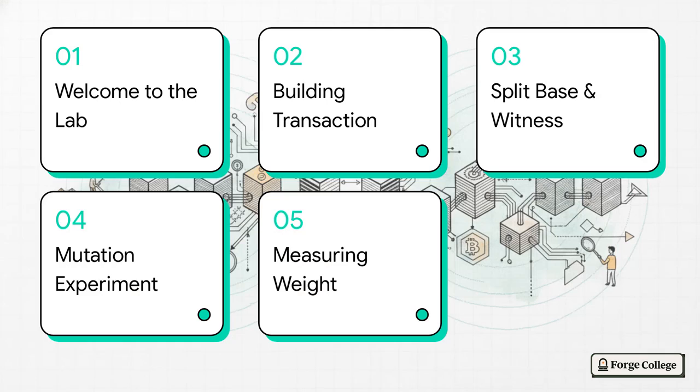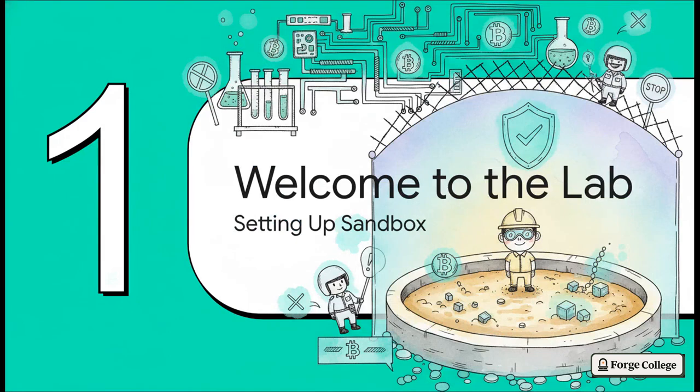To keep us on track, let's quickly run through today's blueprint. Step 1, welcome to the lab. Step 2, building the transaction. Step 3, splitting the base and witness data. Step 4, the mutation experiment. And finally, Step 5, measuring weight. Let's dive right in. All right, Section 1.